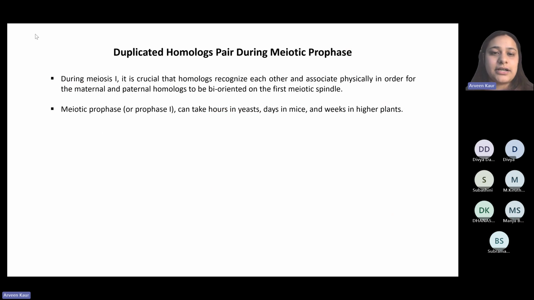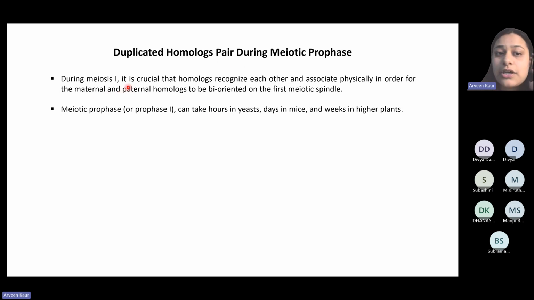So once that has been done and the meiosis actually starts, we see that in meiotic prophase, there are duplicated homologous chromosomes that pair up, right? So this is another characteristic feature of meiosis. Because when we talk about mitosis, the homologous chromosomes don't pair up. They remain separated and they move towards opposite spindle poles. But during meiosis, duplicated homologs pair.